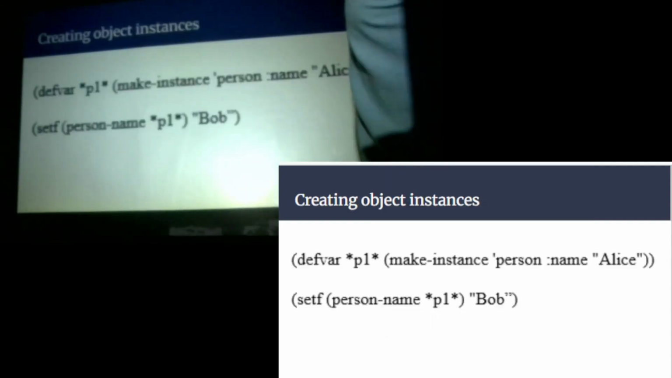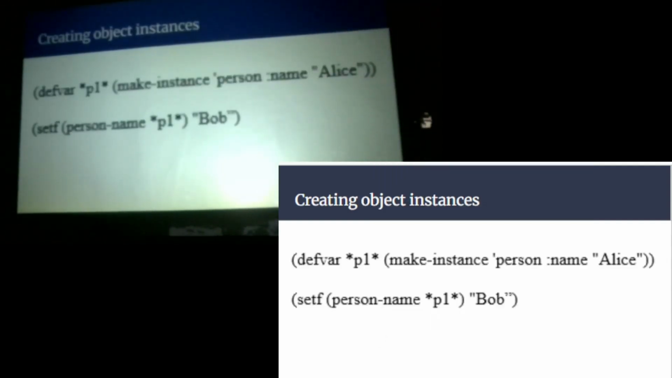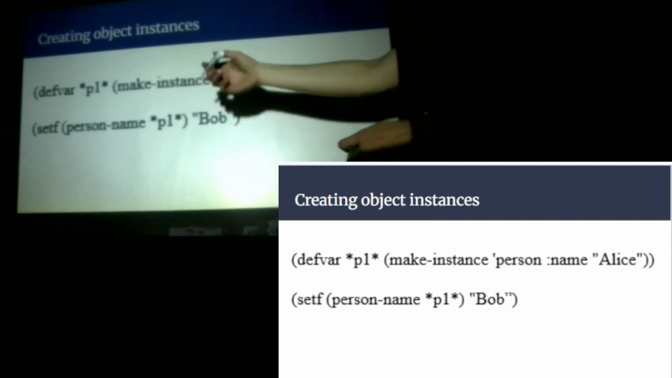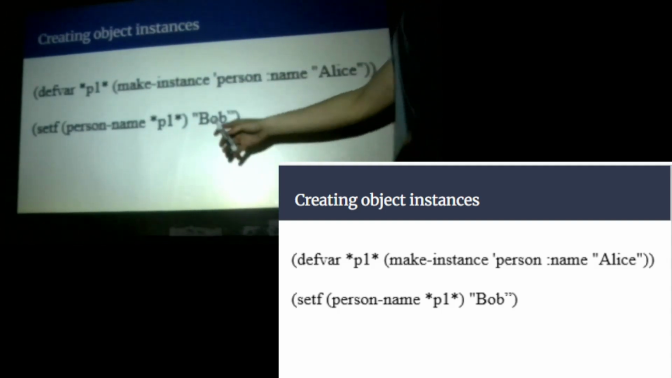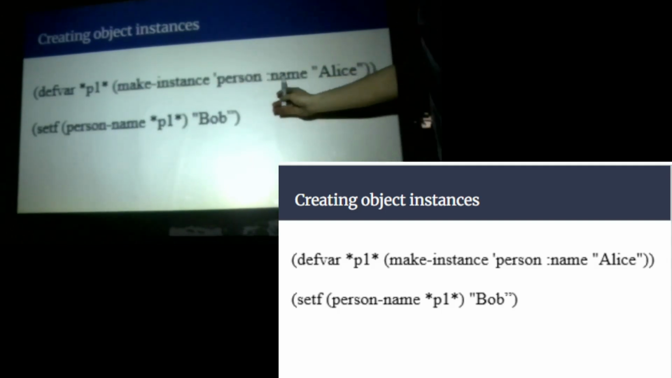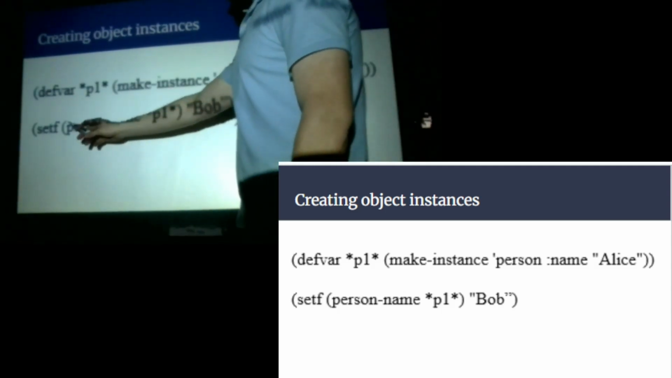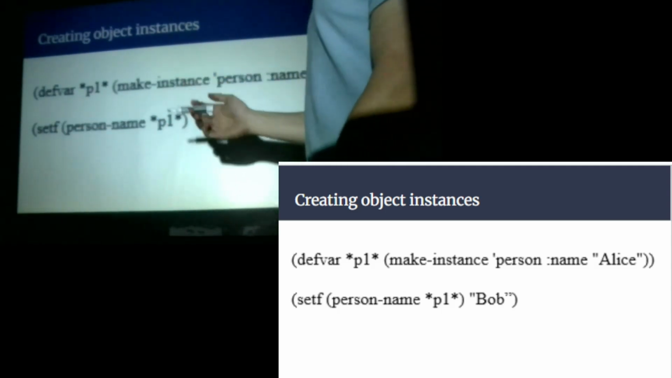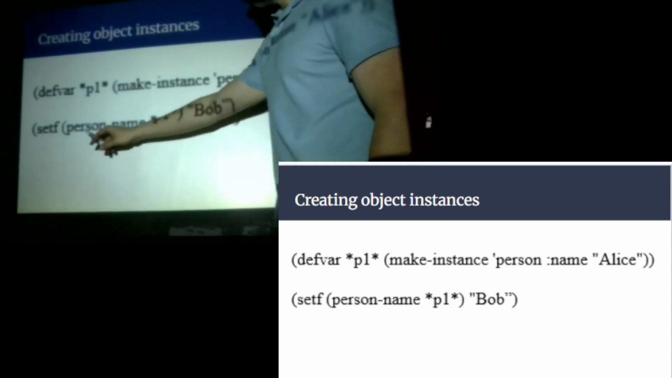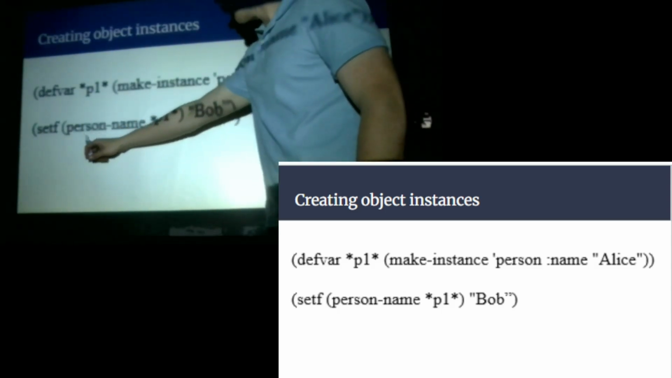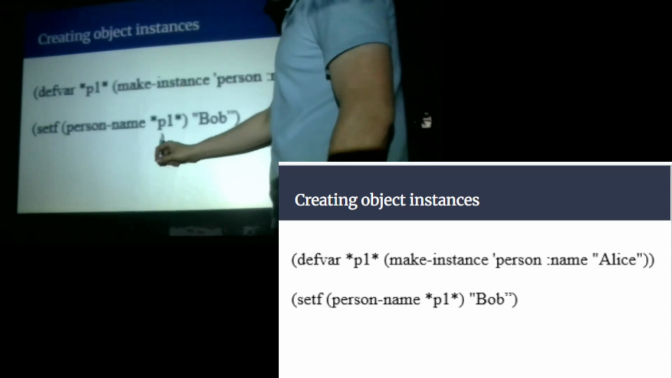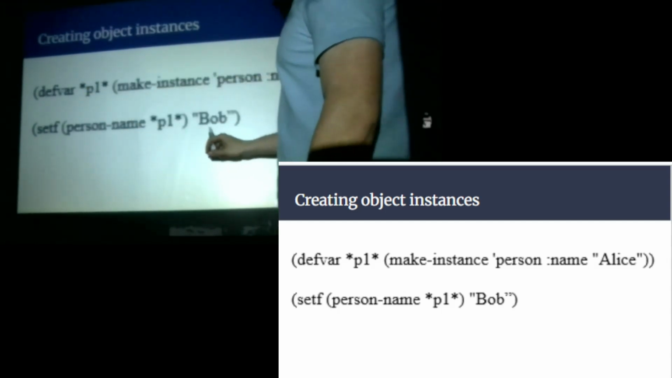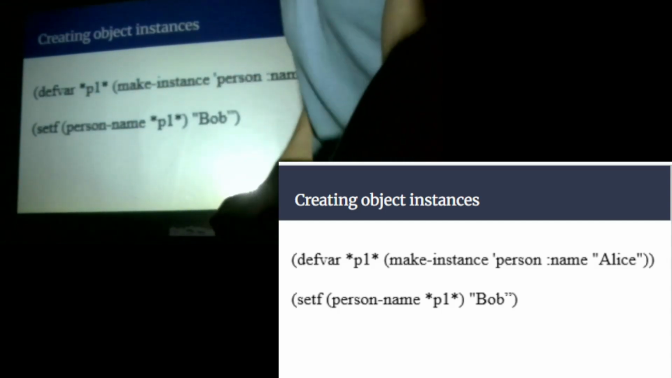So here's how we could create an instance of the person class. defvar p1, which is a global variable, make-instance person, name Alice. So we're saying we want a person with the name Alice. Right here, we're going to setf, which is a keyword I mentioned earlier, which means we're going to actually change the value of person-name, which means we're going to access our person object, access its name of the variable p1, which is this guy up here, and change its name to Bob, which is how we can mutate objects.